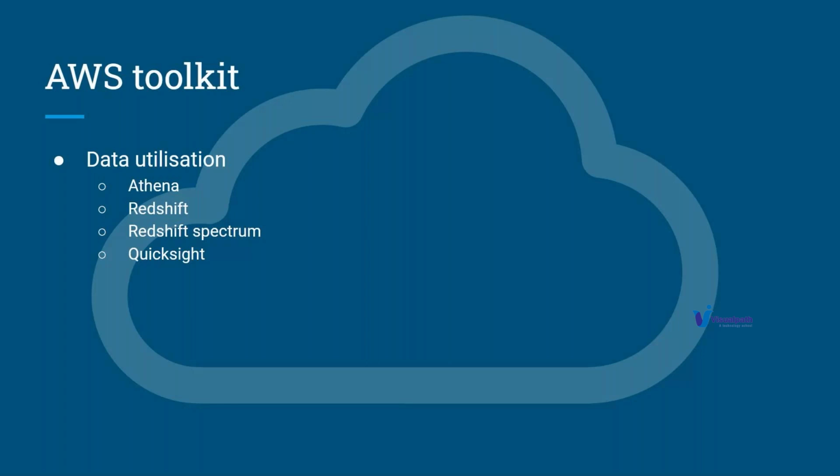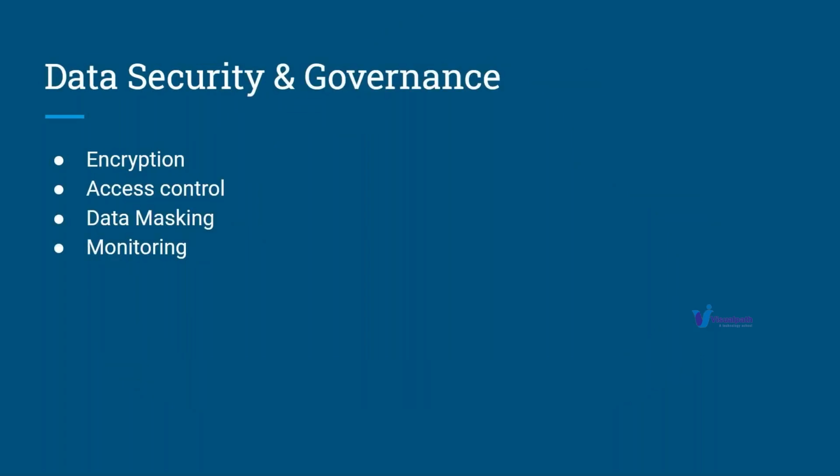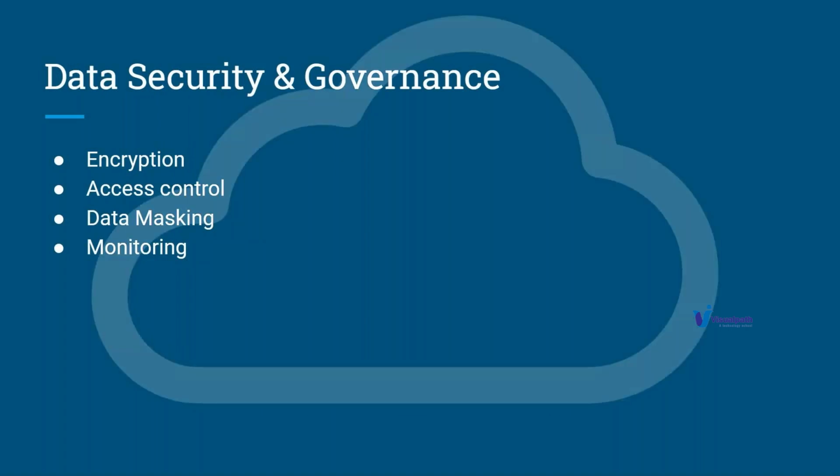We also have a few more concepts like encryption, access control, data masking, and monitoring. Even though we are moving our data over the network from the existing on-prem server to the cloud service, we need to encrypt that network, and then we need to control the access for all the users in that cloud.